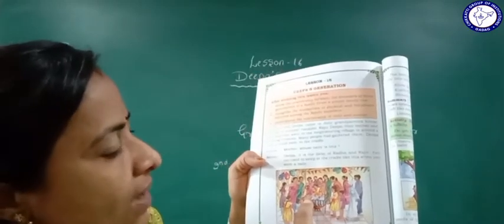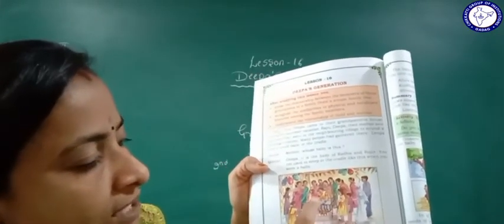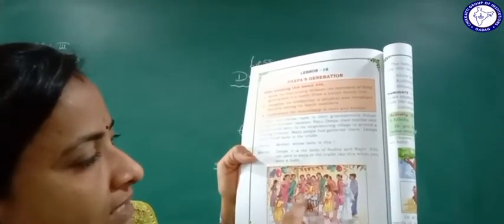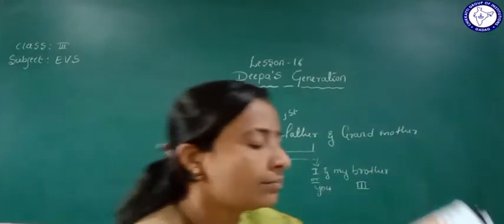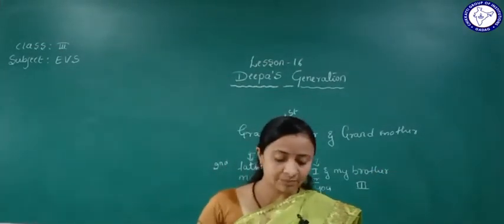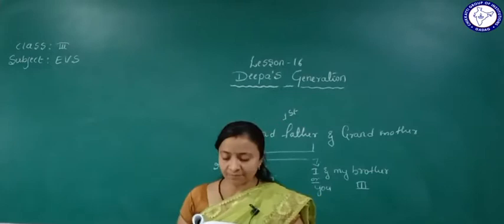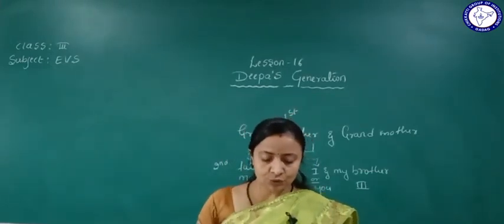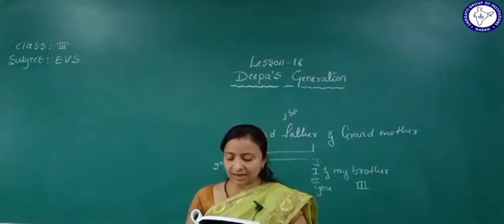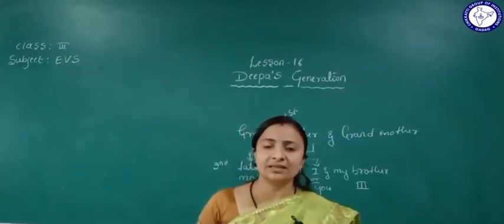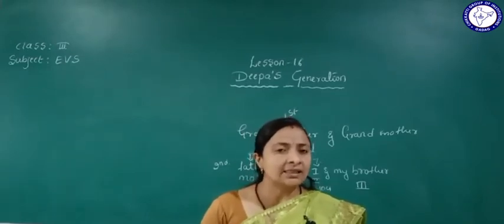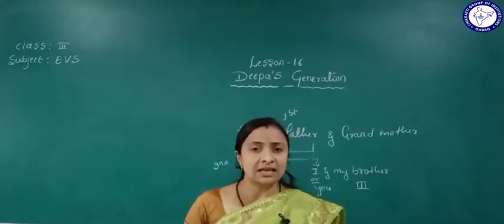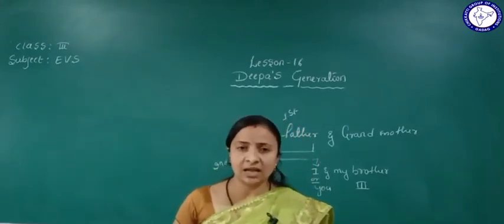Deepa is asking her mother, whose baby is this? Deepa's mother tells her, it is the baby of Radha and Rajiv. You two used to sleep in a cradle like this when you were babies. So Deepa asks her mother whose baby it is, and she says this is the baby of Radha and Rajiv.